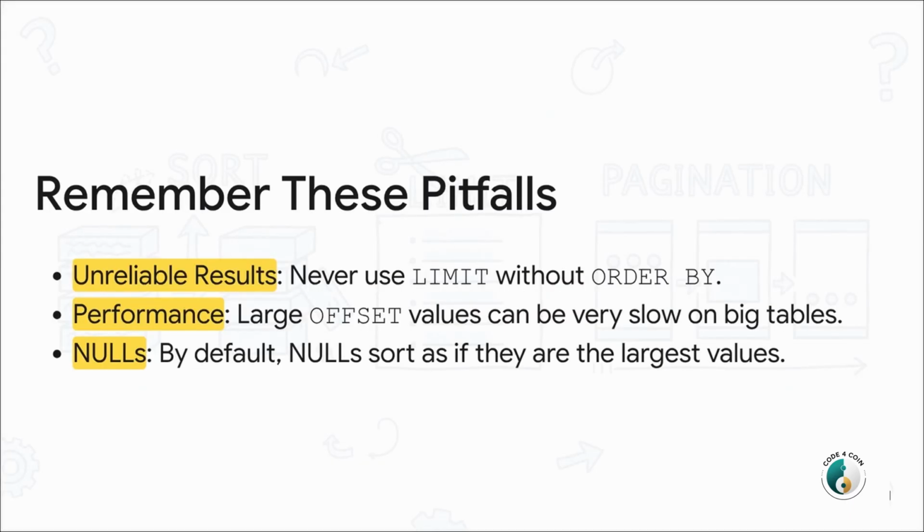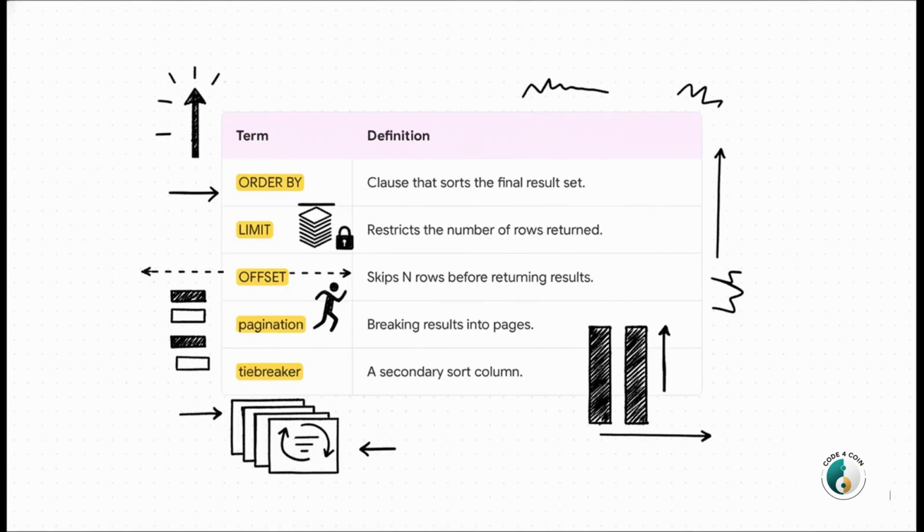So let's recap the big pitfalls. First, and I know I sound like a broken record, but never use limit without order by. Second, be really careful with large offsets. Asking a database to offset by 1,000,000 can be incredibly slow because it still has to scan and then discard all 1,000,000 of those rows. And third, know how your database handles nulls when it's sorting. Usually they get treated as the biggest value, but you can take control of that with nulls first or nulls last.